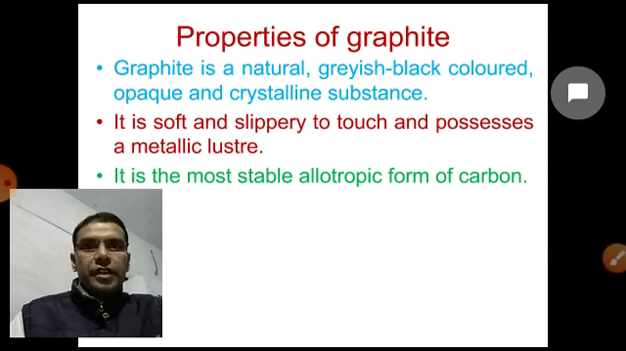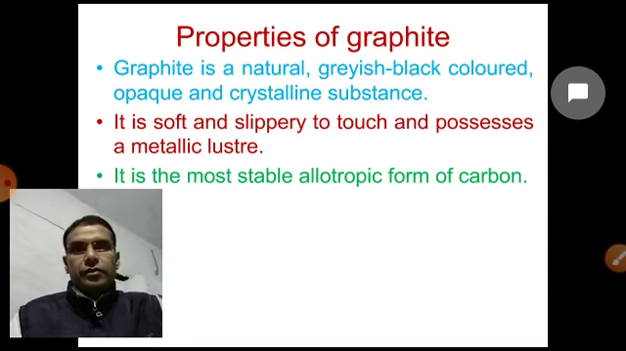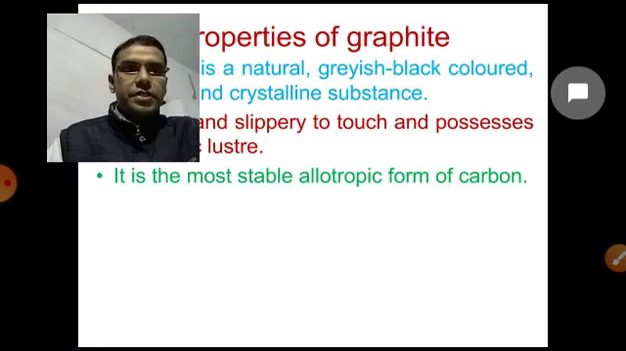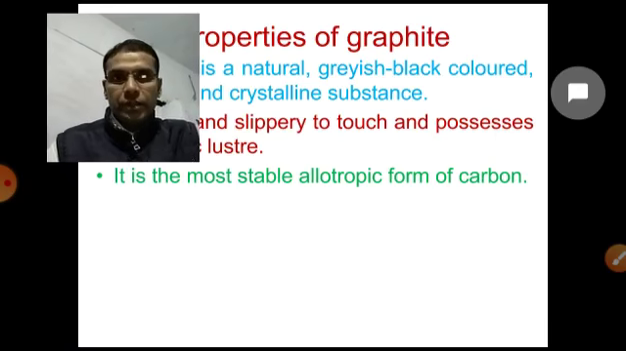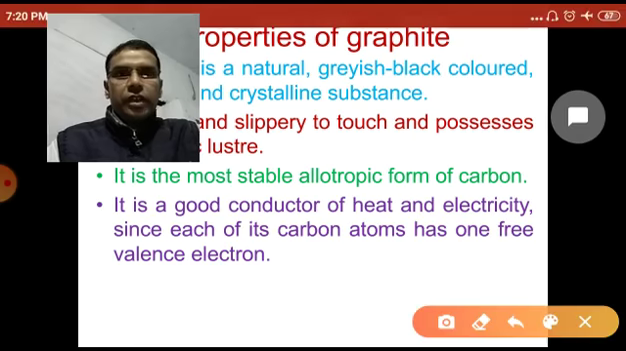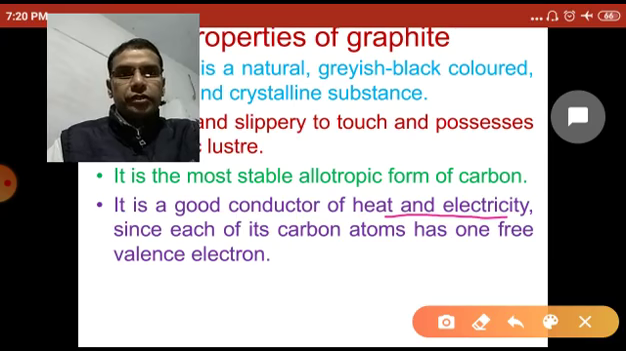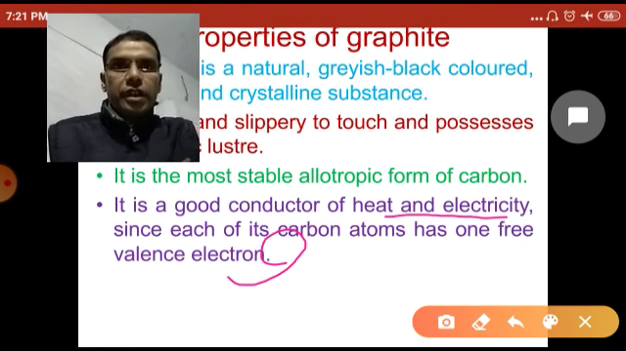Now graphite is the most stable allotropic form of carbon. Graphite is a good conductor of heat and electricity due to the presence of one free valence electron in its structure, because only 3 valence electrons of carbon are involved in covalent bonding and 1 valence electron remains free.